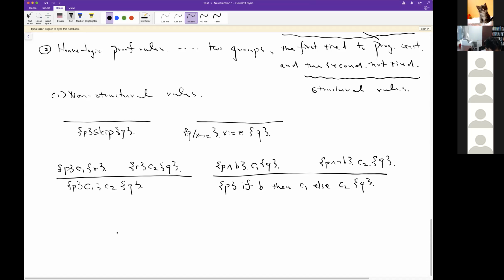And the last one is the while loop. This is actually the most difficult part, usually, when you do the proof. In this proof rule for while, we have to use the so-called invariant. I will first write down the rule and explain what it tells us.